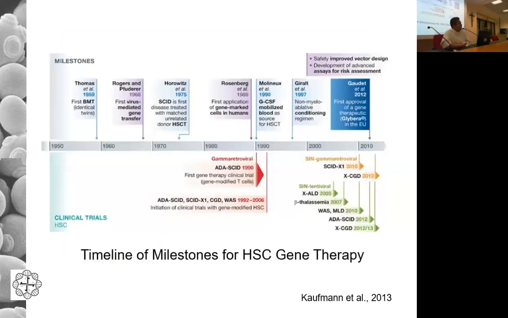This second timeline looks at blood stem cells. So HSC is hematopoietic stem cells. These are stem cells from the blood. And these are different dates of advances using blood stem cells in gene therapy.